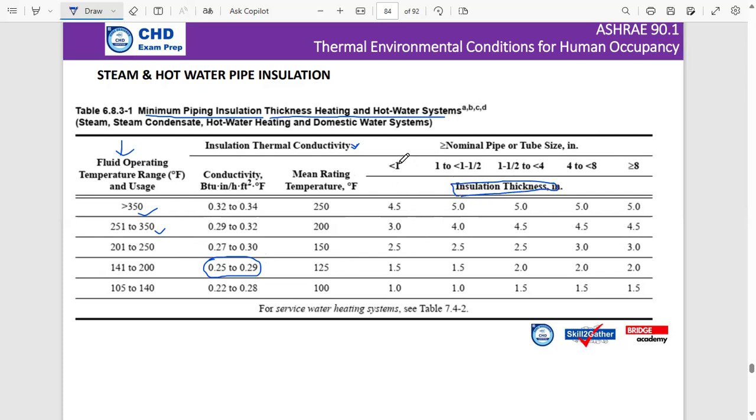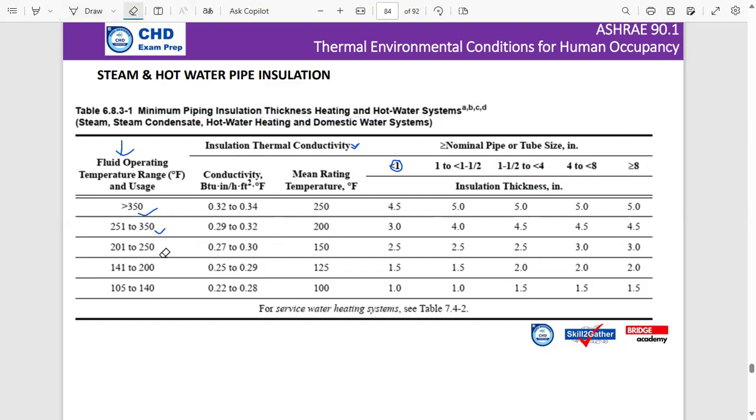Let's say if your pipe size is 1 inch or less, here is your insulation thickness. And if your pipe size is 1.5 inch to below 4 inch, the insulation thickness is 2 inch. And if your pipe size is 8 inch or more, the insulation thickness is still 2 inch. So in this manner, you can find out insulation of your hot water or steam pipe.